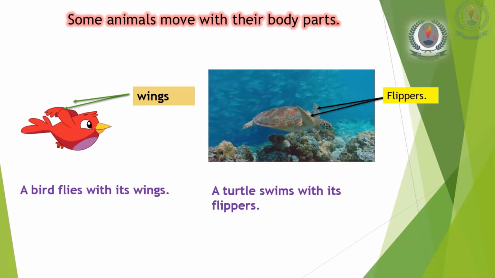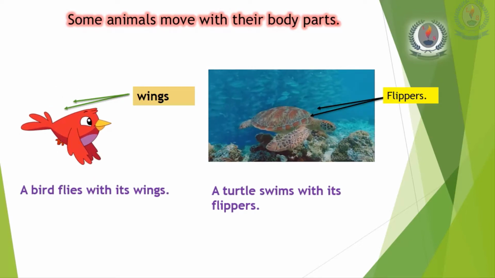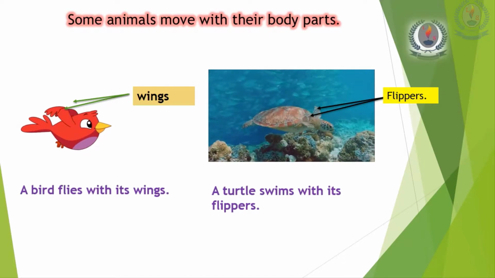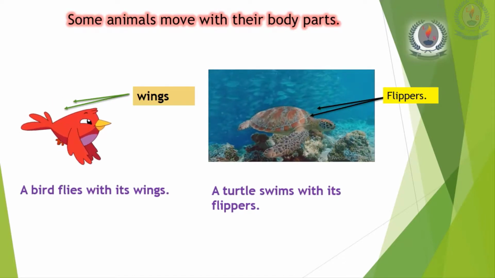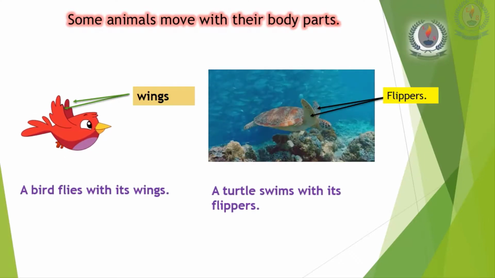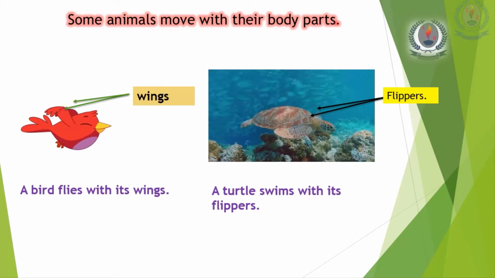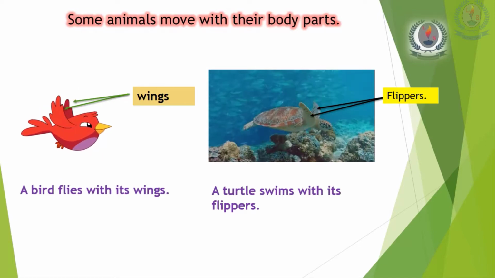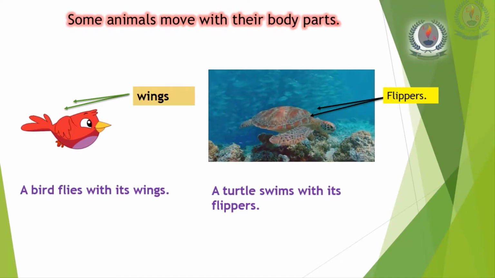First picture, you can see a bird flies with its wings. The next picture, you can see a turtle. A turtle swims with its flippers. So children, that is how animals move with their body parts.